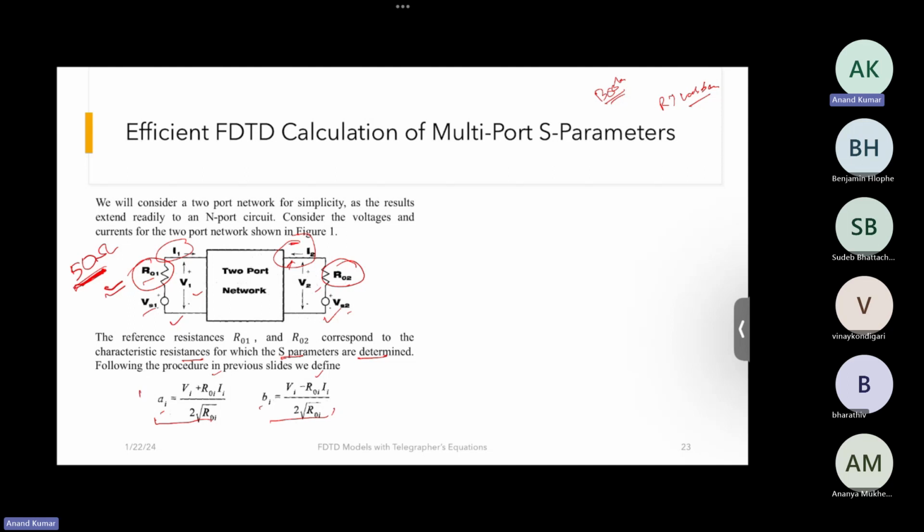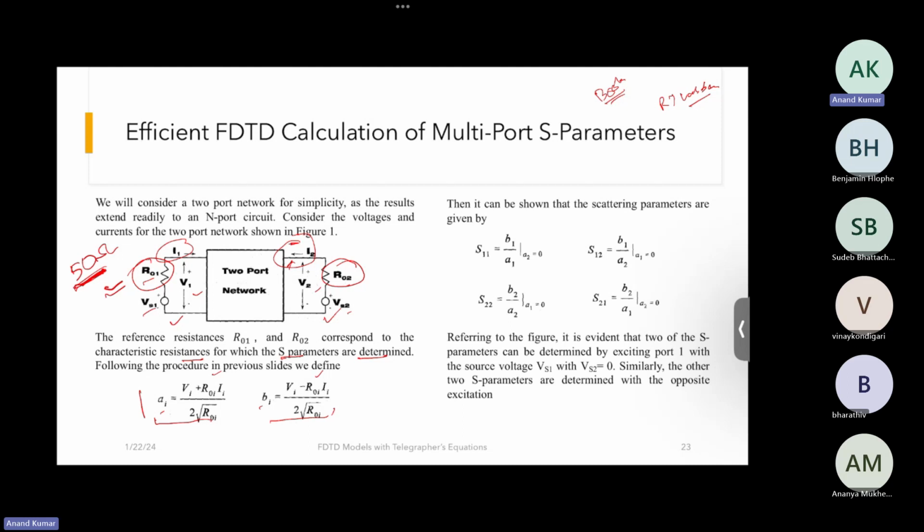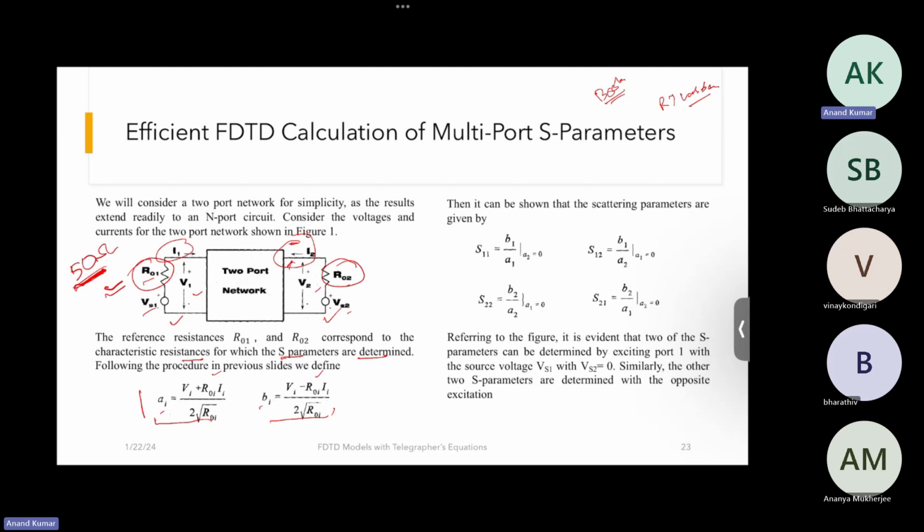as over here. Now the next step is to calculate the S parameters. The S parameters can be quickly written in this form. So S11 would be B1 upon A1 when A2 is 0. That means A2 is 0, and A2 is 0 means VS2 is supposed to be 0. Similarly, when we want to calculate S12, it would be B1 by A2, and your A1 should be equal to 0.